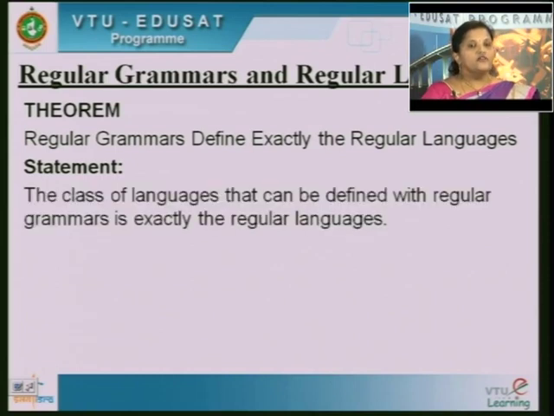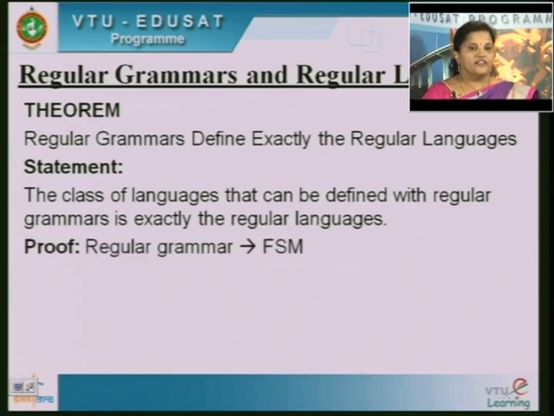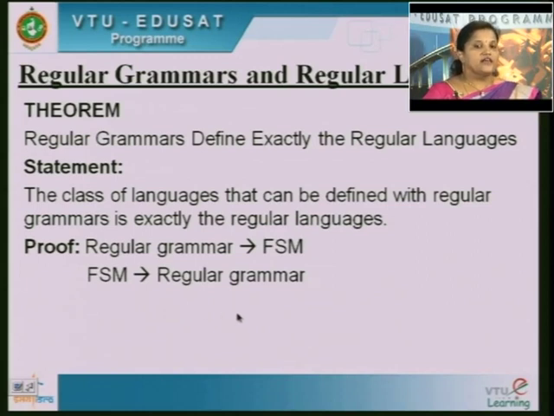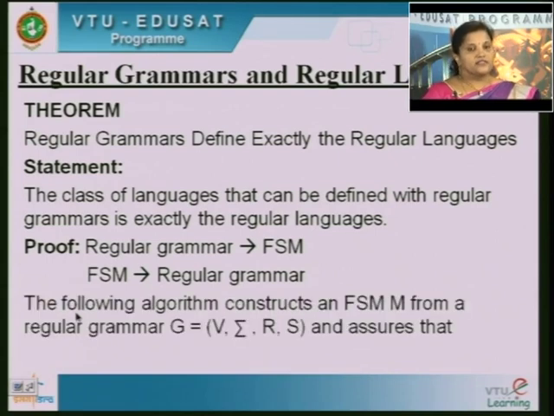So here also, you can prove that the class of languages that can be defined with regular grammars is exactly the regular languages. So the proof is, you need to show that from the regular grammar you can construct an FSM, and from the FSM you can construct a regular grammar. Next, we will see the theorem and the algorithm of converting this, and some examples.